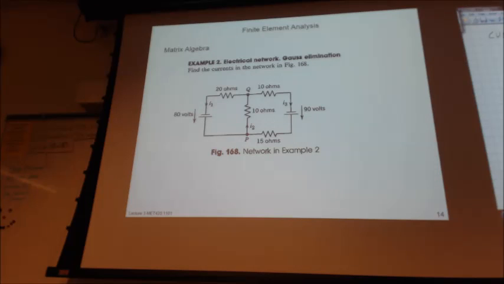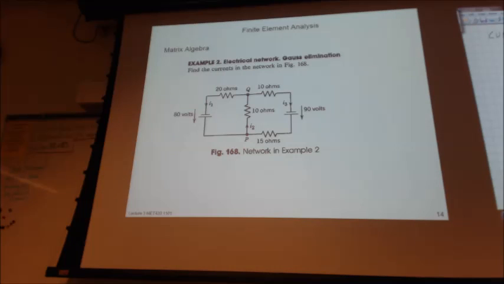What am I going to do with that 90 volts? Well, put it over here, right? Because of Ohm's law, V equals IR. So current times resistance. We're defining our current and our resistance, and it's going to be equal to the voltage.